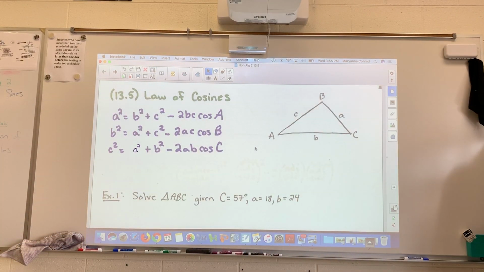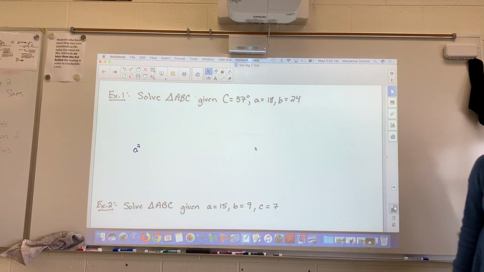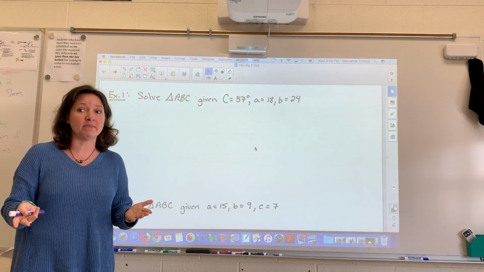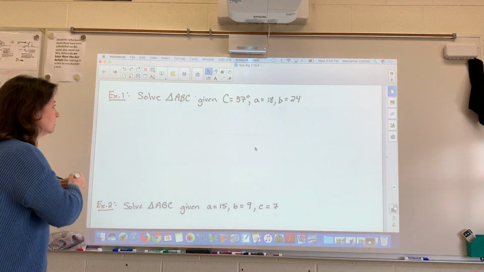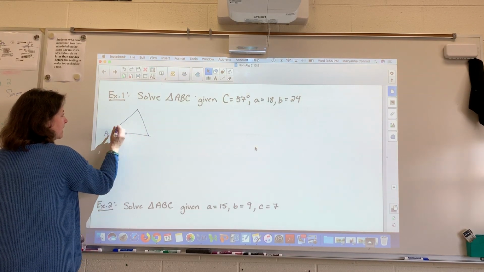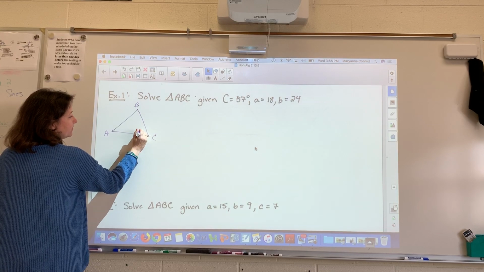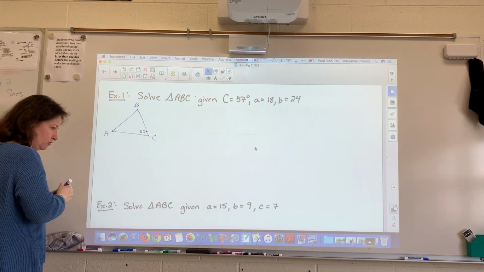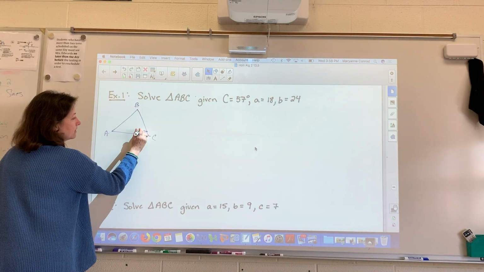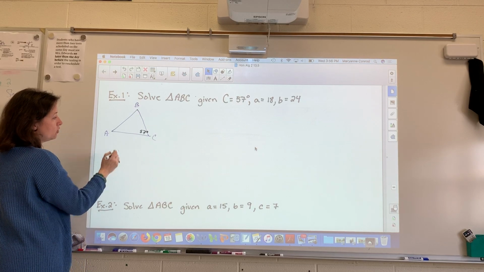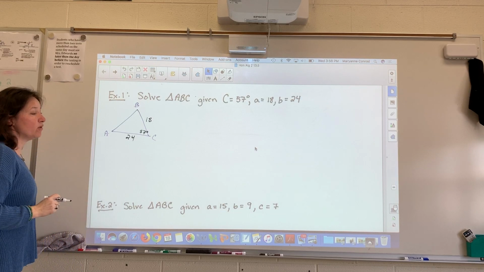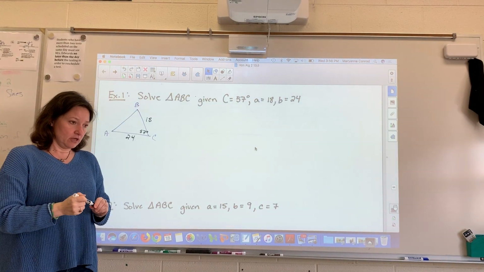So we're going to do our first example. The first example says to solve triangle ABC, given the information. And again, if it says solve a triangle, that means find all the missing parts. So let's draw ourselves a triangle, triangle ABC. I don't know if you can see the purple, so I'm going to switch to black. Angle C is 57 degrees. Little a is 18. Little b is 24. And we want to find all the missing parts.